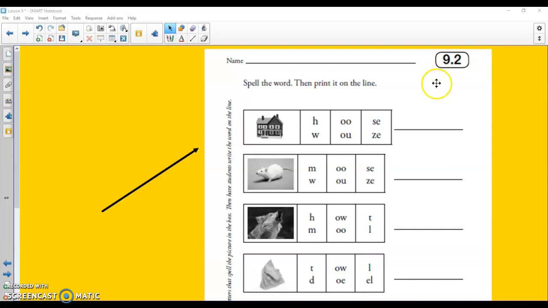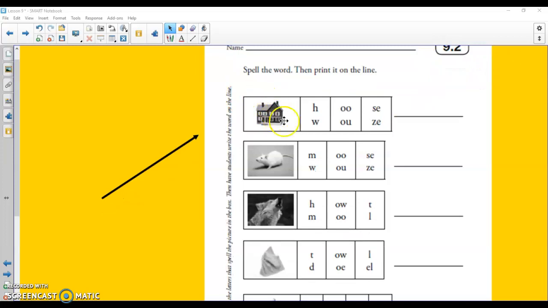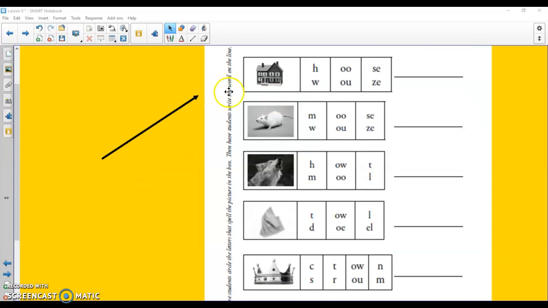Okay, when you are done doing the questions about the hare and the hedgehog, the next paper I want you to do is 9.2, that is also in your packet. What you have to do is look at the picture, you have to spell the word correctly, and then you're going to print it on the line. So this is a picture of a house. Remember, if you have to tap out the word house to help you spell it, do it. So I'll do number 1, the first one with you. Ready? So that's H, ow, O-U, S-E. And then you write house on the line.